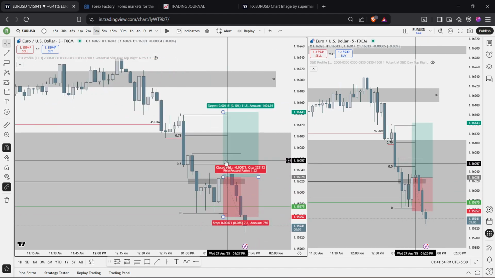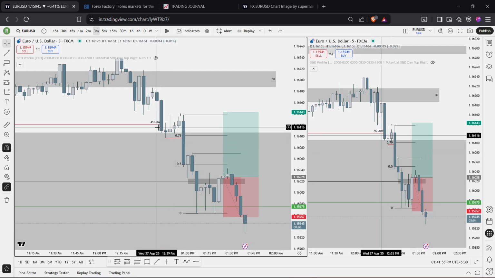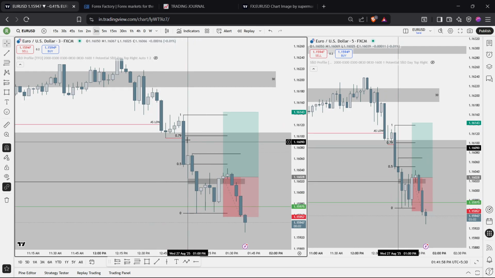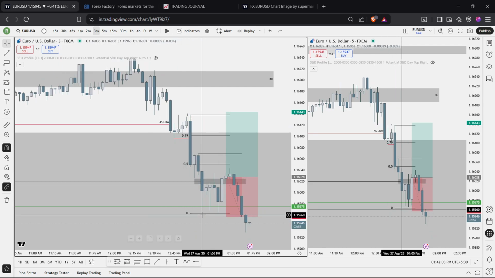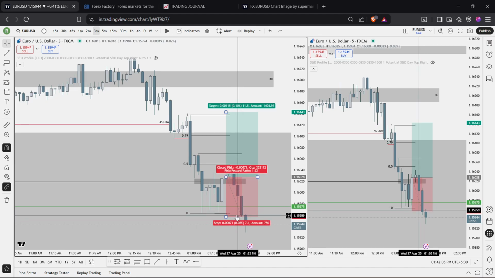There's no manipulation. It did sweep the low, and then we got a displacement movement to the downside, took out this external low, took out the internal low. Now the internal low has been taken right now.